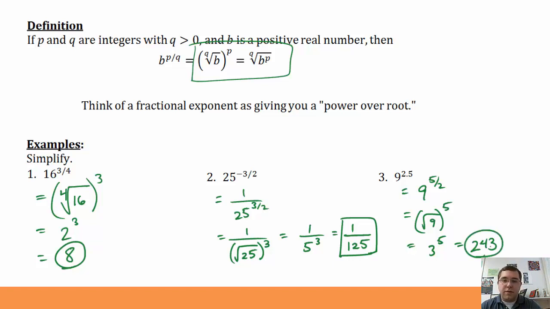So 9 to the 2.5 power is 243. It's pretty cool. You can take a fractional exponent on an integer, and you get an integer. You get a whole number.